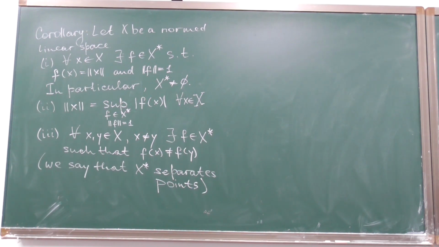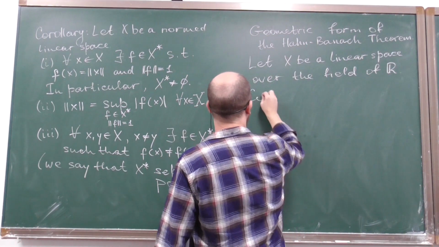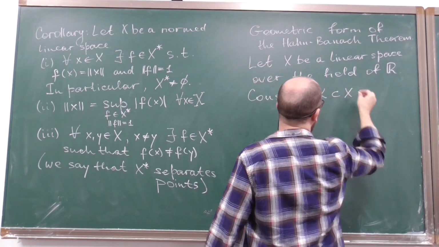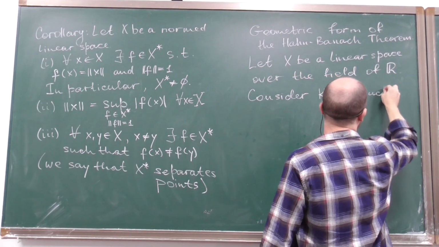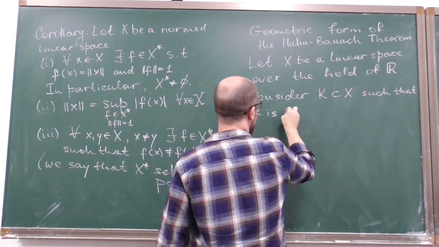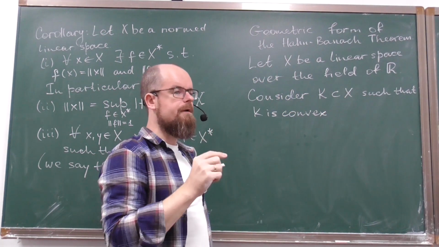Today we consider another type of Hahn-Banach theorem, which is generally called the geometric form of the Hahn-Banach theorem. Throughout this lecture, we suppose that X is a linear space over reals. Let us consider a subset K of X such that K is convex and K has at least one interior point.